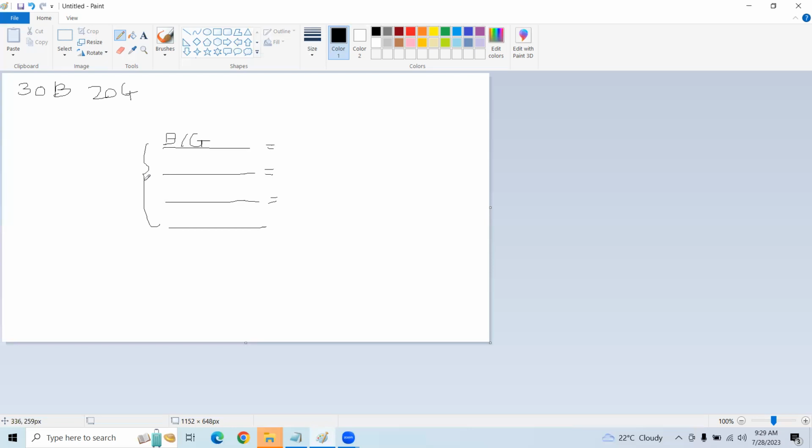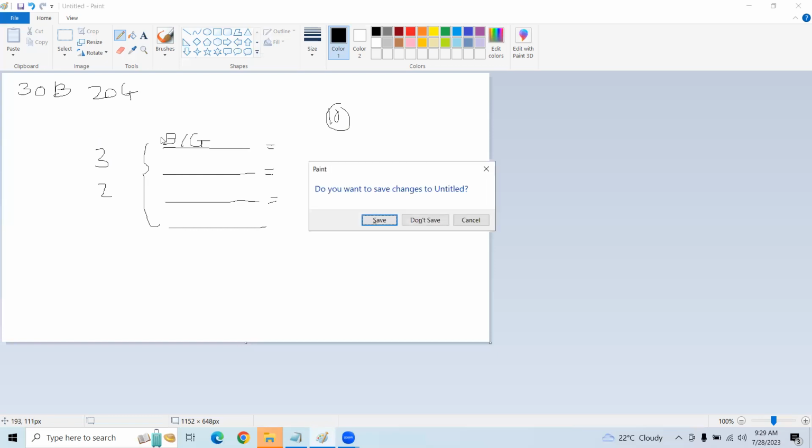So how will you find this? The solution to this is HCF. If you find the HCF of 30 and 20, the HCF is 10. With this, you will get 3 rows of boys and 2 rows of girls. In 5 rows, we can accommodate these people. Okay. Let's look at the next example.